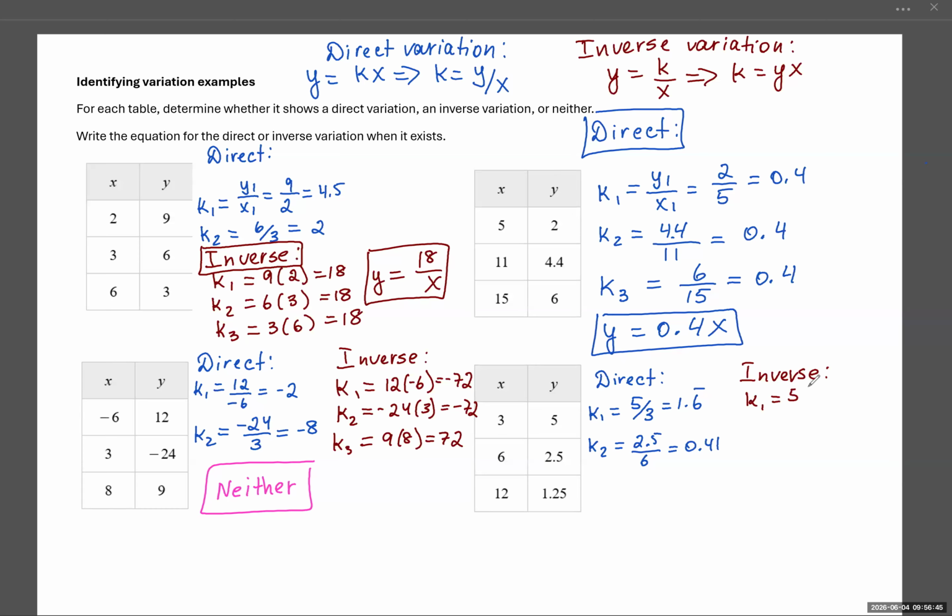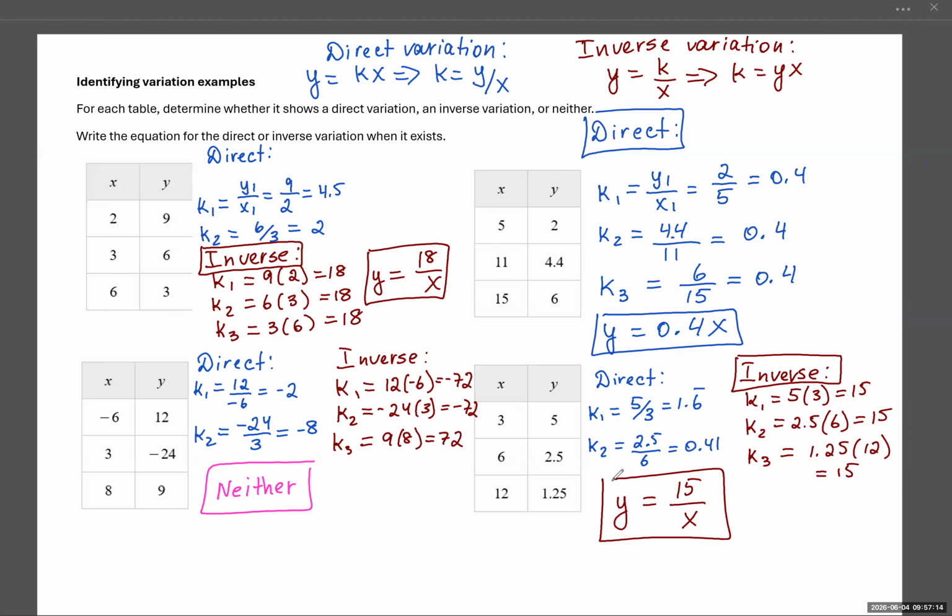K1, 5 times 3, which is 15. K2, 2.5 times 6, which is also 15. K3, 1.25 times 12, which is also 15. So this one is an inverse variation table, and the equation would look like this: 15 for K and X on the bottom in the denominator.